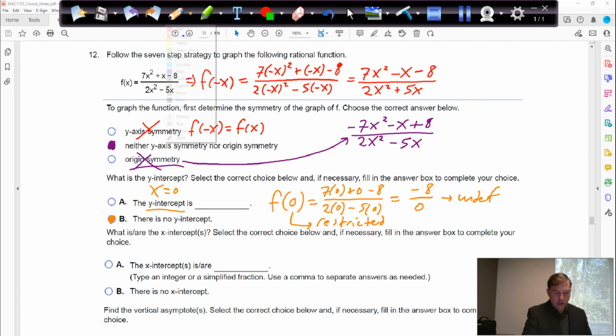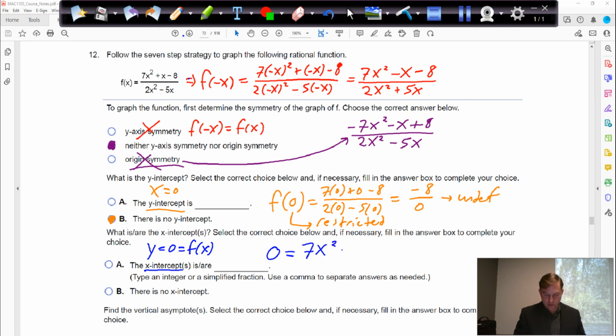Okay, for x-intercepts, you set the whole thing equal to 0. So you set the function, or the y value, equal to 0. And we just argued in the last problem that the only thing that matters in a fraction is the top for it to be equal to 0. So the only way the fraction can be 0 is if the top is 0. So let's set the top equal to 0. And this one does factor. It's kind of a challenge to factor this one.